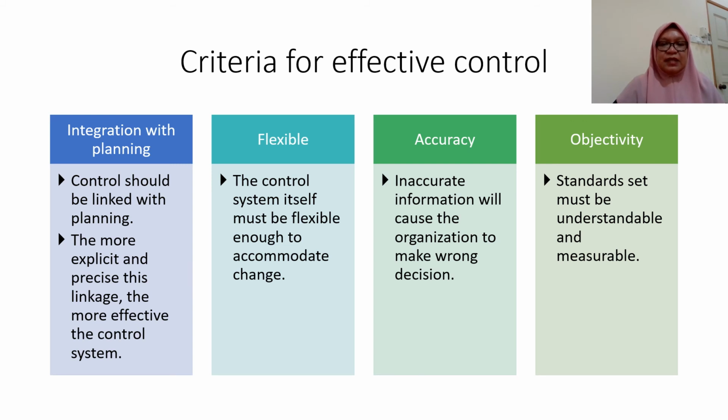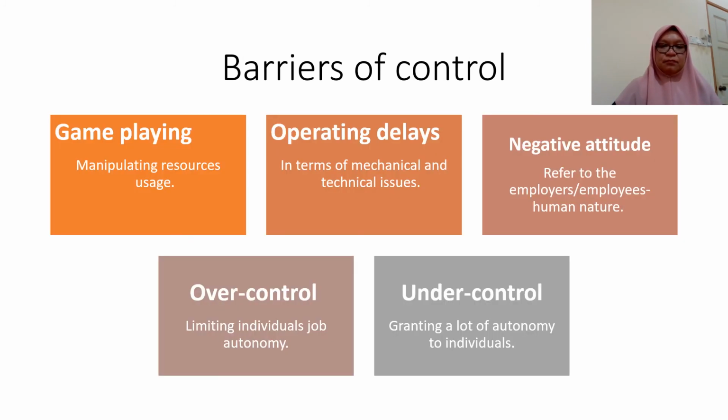These are also the criteria for effective control. It must be in line with the planning, and must be flexible. The system cannot be too rigid, cannot change anything. The information that we get must be accurate, and must be according to the objective. The standard that you set in the controlling process must be understandable and measurable, so that the employees making the product are able to work according to the standard.